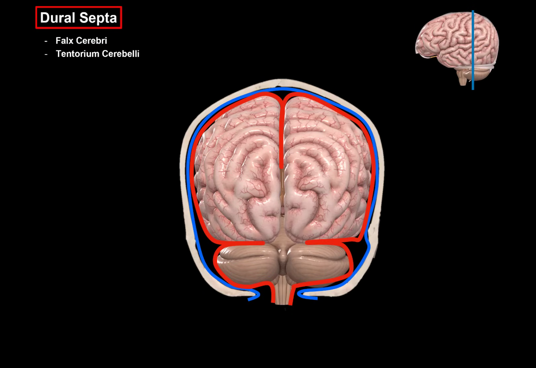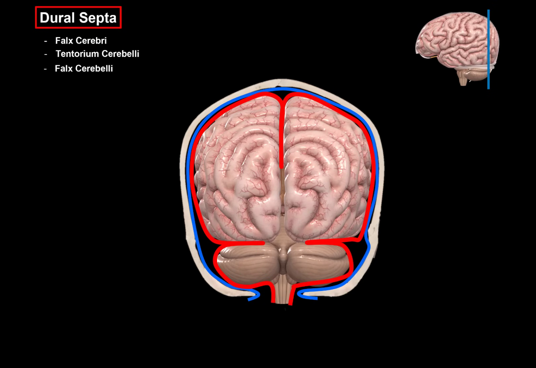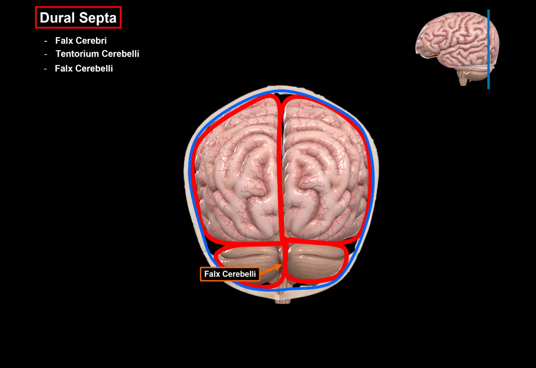So now what we're going to do is take this cross section and move it back a little bit. That's where we're going to find the falx cerebelli between the two hemispheres of the cerebellum. So we got the falx cerebri, tentorium cerebelli, and falx cerebelli. These are the dural septa of our brain.